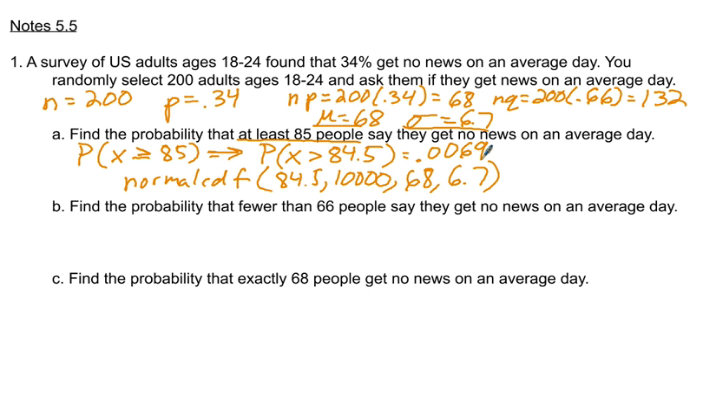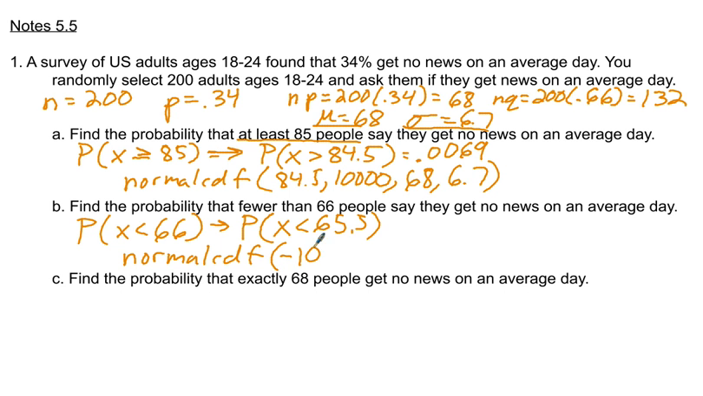Right, so part B, we're finding the probability that fewer than 66 people say they get no news on an average day. So we want the probability that X is strictly less than 66. Right, using our continuity correction here, we have the probability that X is less than 65.5. So using the calculator function, we want normal CDF negative 10,000, 65.5. Our mean, again, is 68, and our standard deviation is 6.7. So we can enter this into the calculator now, and we have 0.3545.